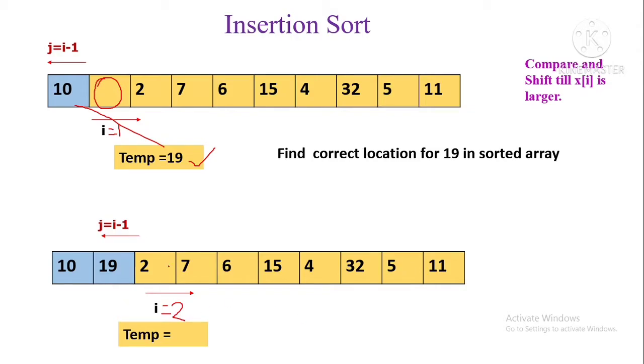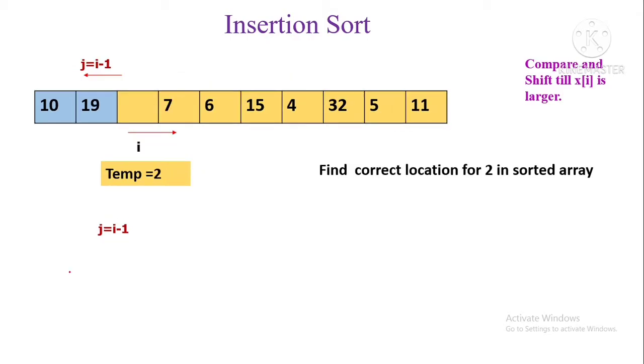Now I want to find a proper position for this 2. So 2 should be compared with the sorted array elements. For that I am going to store this element in a temporary variable, so that I have produced a hole in this place. Now 2 should be compared with the elements of my sorted array.